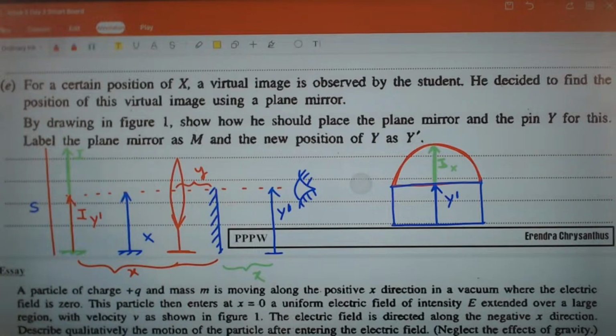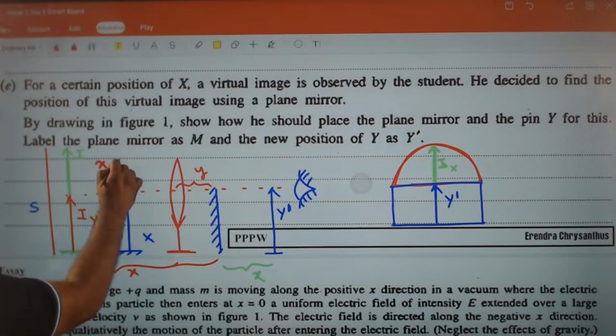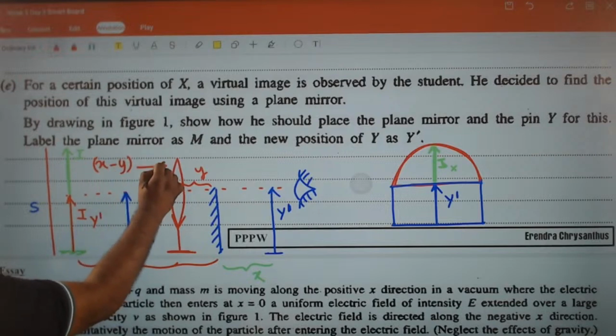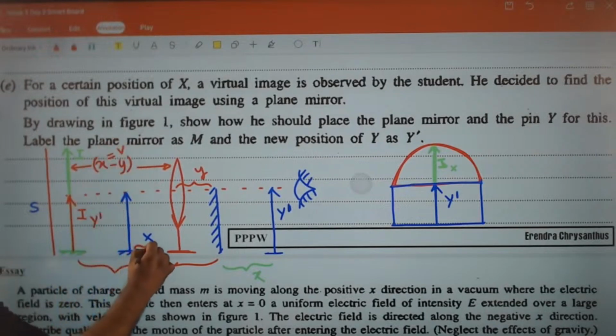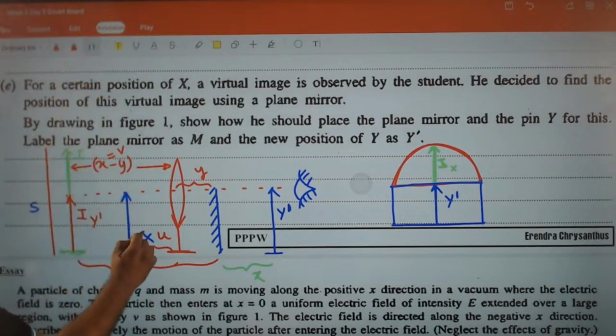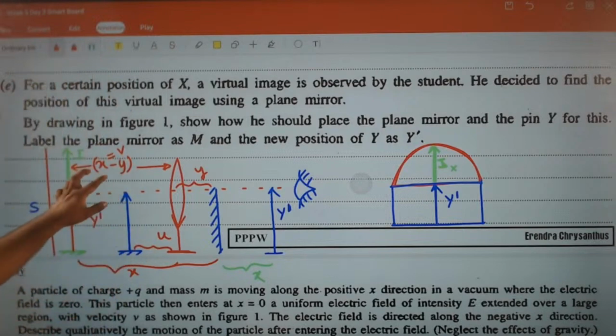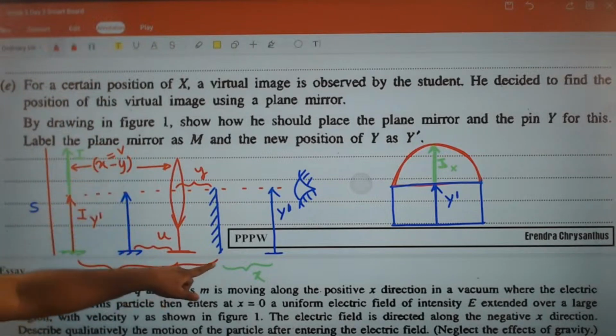So what is your object distance? Object distance here. Oh sorry, image distance. Image distance is X minus Y. Object distance, of course, you can find, U. So image distance is X minus Y. What is X minus Y?